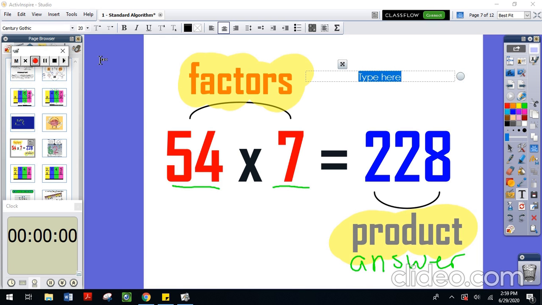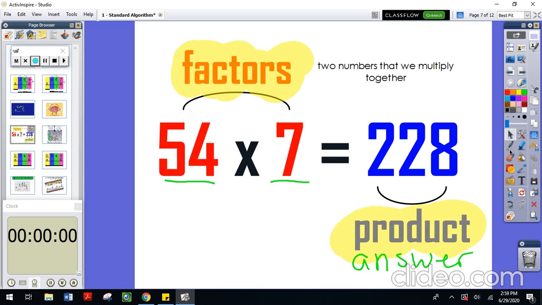So a good definition for factors, if factors are the 54 and the 7, we could say that factors are two numbers that we multiply together. So again, your factors are the two numbers that we multiply together. Your product is going to be your answer.